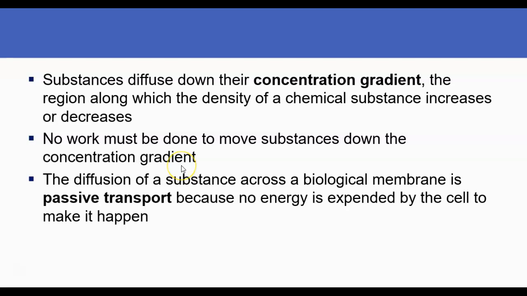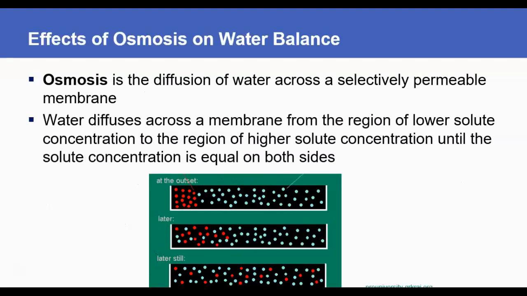And we see that this example of things moving down their concentration gradient is called passive transport, where no energy is used. And we're going to contrast this with active transport later. But before we get on to active transport, we're going to talk about passive transport that's special. It's special because it's about water.